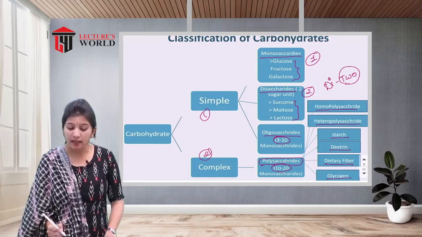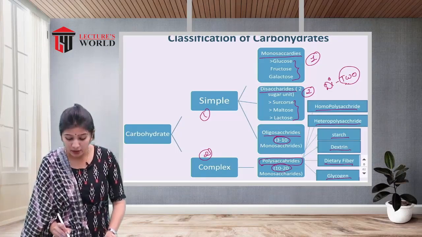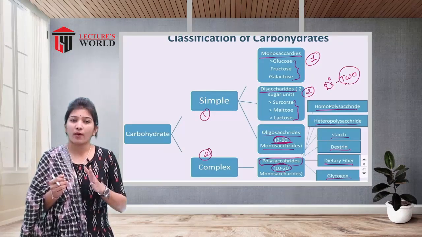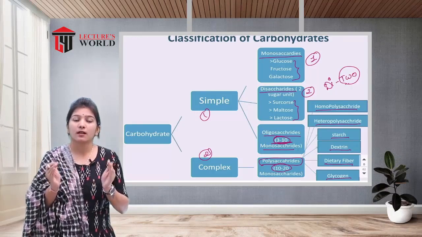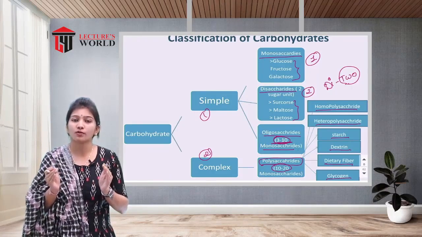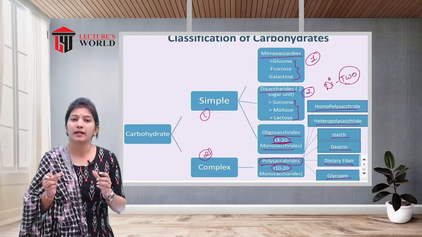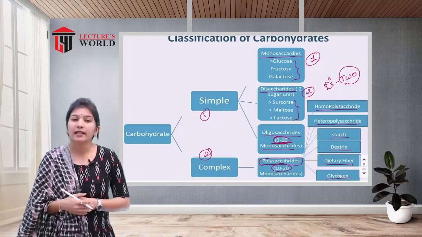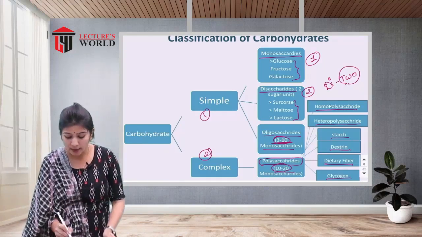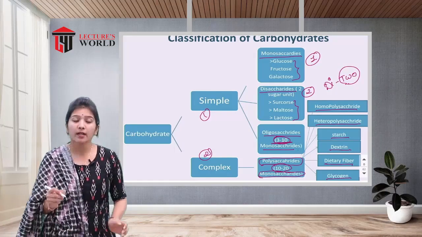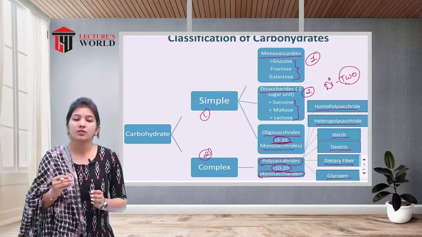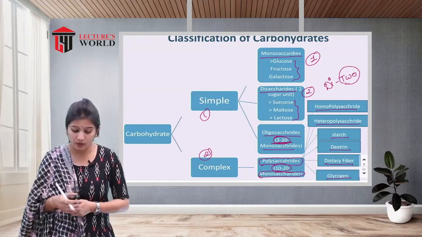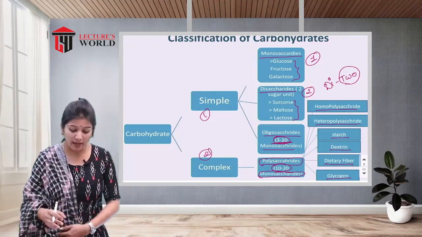Now we will see the oligosaccharides. Oligosaccharide contains 3 to 10 monosaccharides: 3, 4, 5, 6, 7, 8, 9, 10. This cluster of monosaccharides is known as oligosaccharide. Polysaccharides contain 10 to 20 monosaccharides. Small clusters of monosaccharides making one unit is known as a polysaccharide. These are all the types of carbohydrate, and we'll see them one by one.